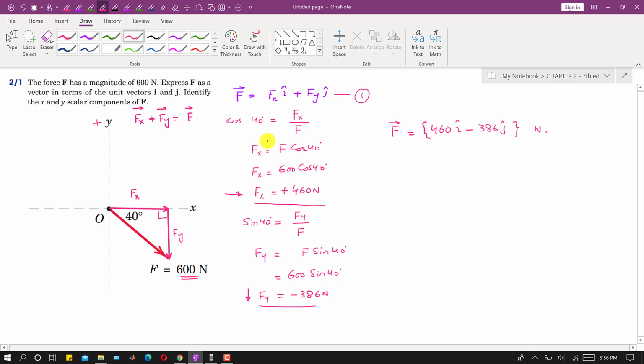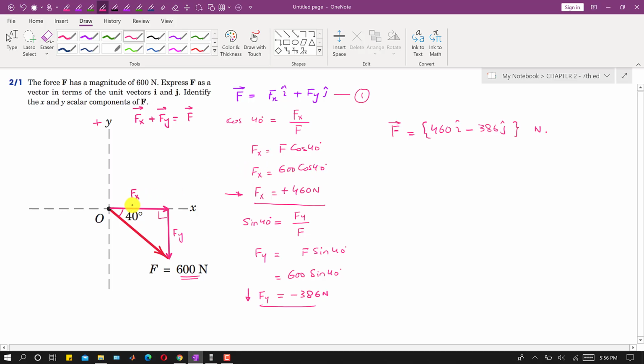From this problem you need to remember that the component with which the angle is made, this force F is making 40 degrees with Fx. So we wrote here that Fx is 600 cos of 40.